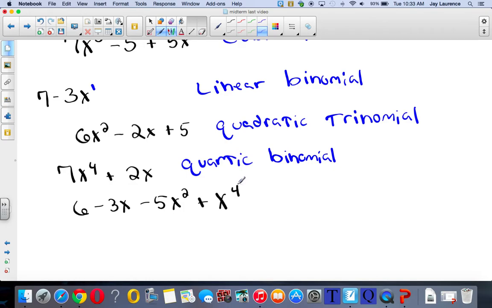Doesn't matter, it's not written in descending order. Highest power is 4. It's quartic. And then the number of terms is 4. That's a polynomial. Once it's over 3, we call it poly.